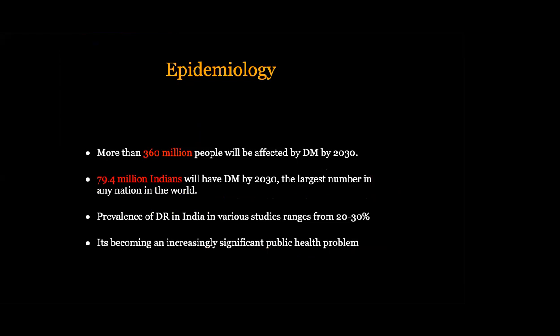Regarding the epidemiology, the estimates show that more than 360 million people will be affected by DM by 2013, and 79.4 million Indians will have DM by 2030, the largest number in any nation in the world. Prevalence of DR in India in various studies ranges from 20 to 30. It's becoming an increasingly significant public health problem.